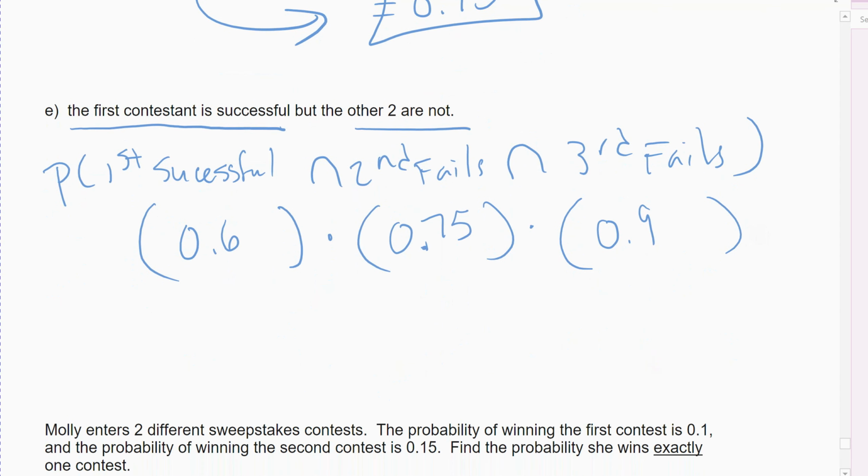So this is probably the event that's the most likely. The first guy makes the free throw, the second guy misses the free throw, and the third guy misses the free throw, based on the odds. All right, multiply that out.